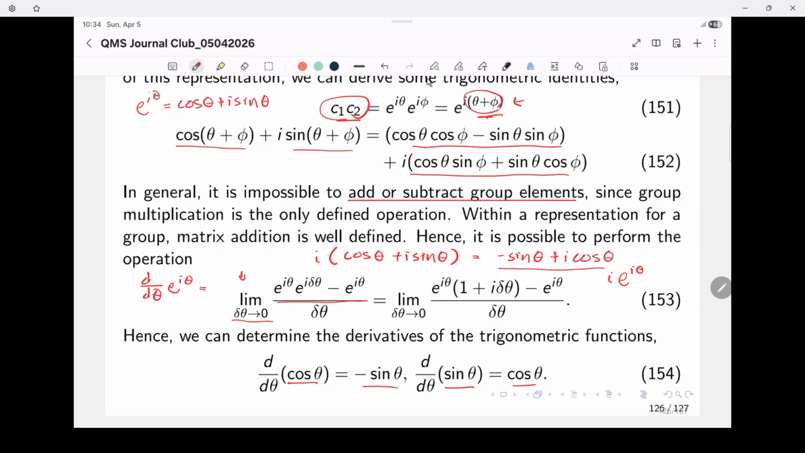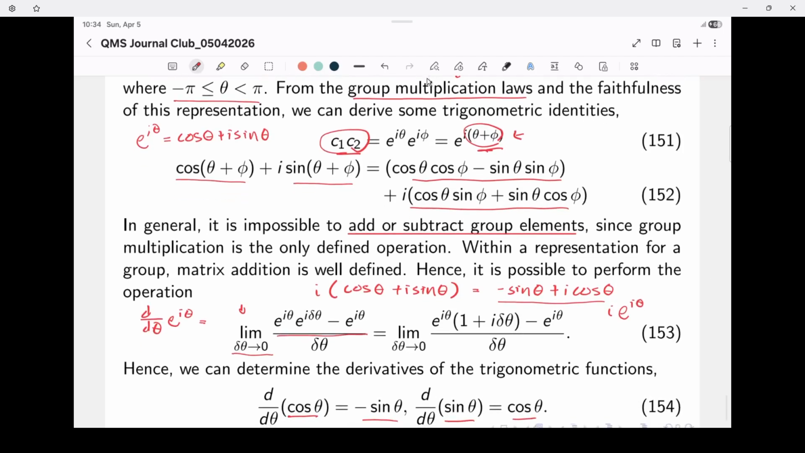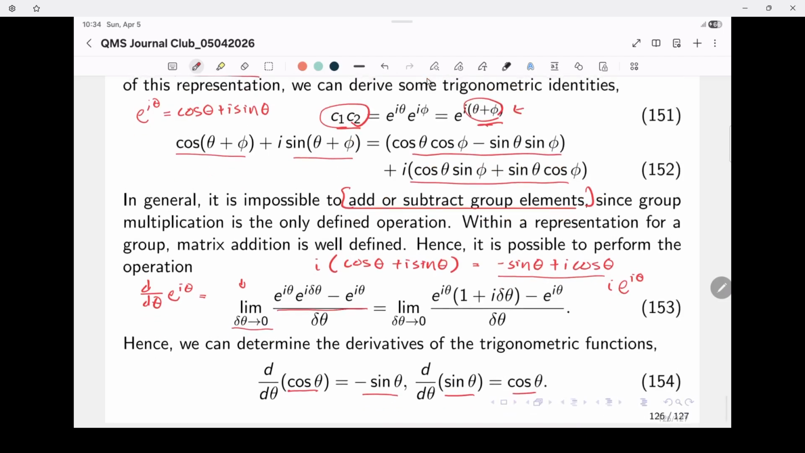Through this kind of mapping, you can see that initially you cannot really define addition and subtraction of your group elements. But because of this mapping, you can use the Taylor expansion to get this. And once you do this, basically you can perform the addition and subtraction.